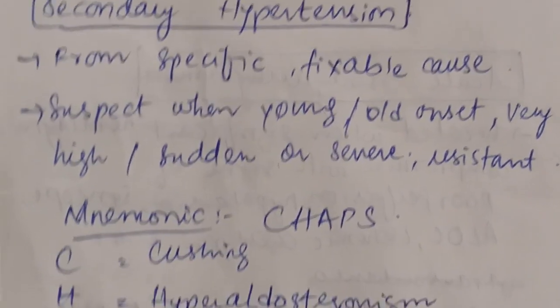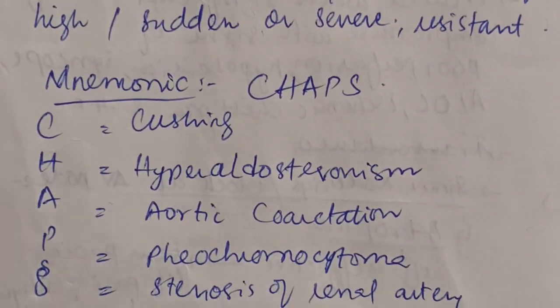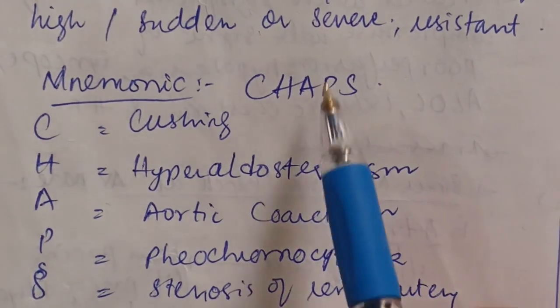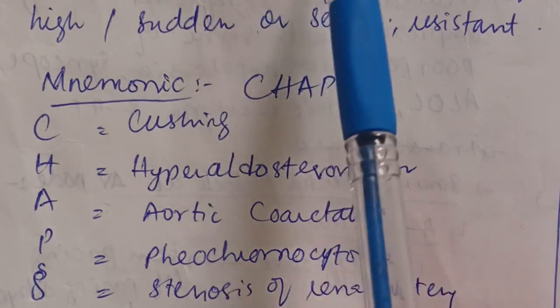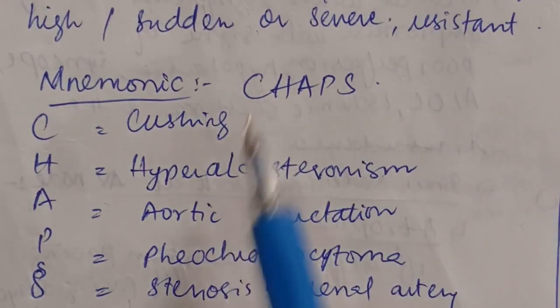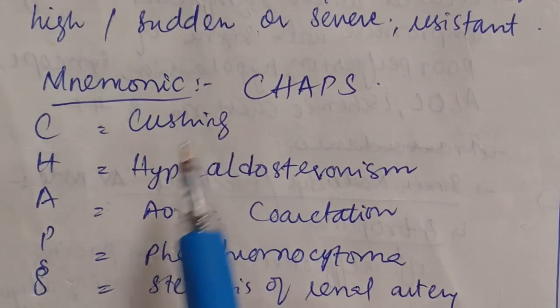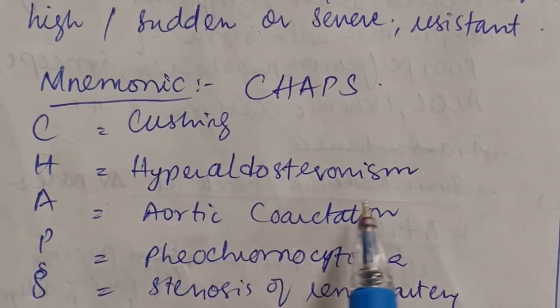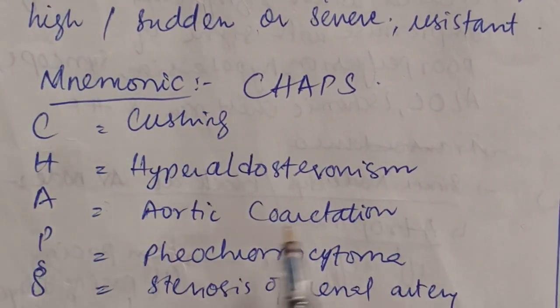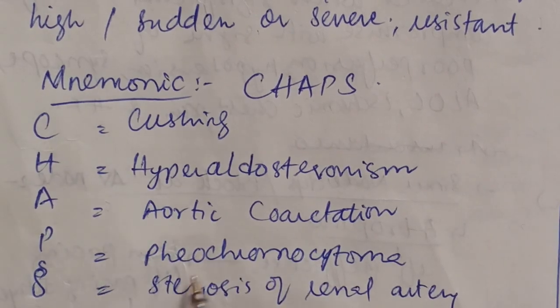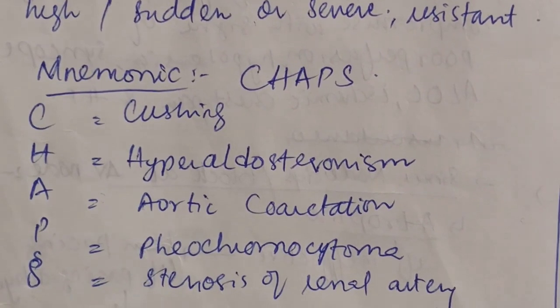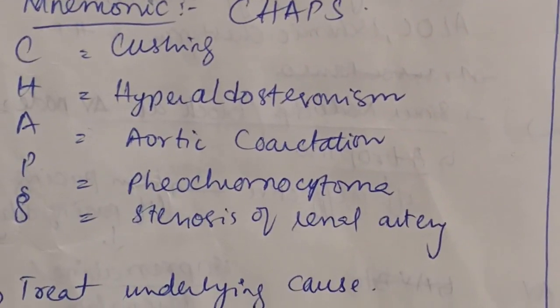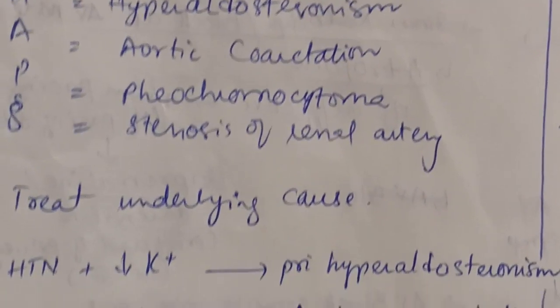So we have a specific mnemonic, that is CHAPS. With the mnemonic of CHAPS, you can remember the causes of secondary hypertension. C is for Cushing syndrome, H for hyperaldosteronism, A for aortic coarctation, P for pheochromocytoma, and S for stenosis of renal artery. So the treatment of secondary hypertension is to treat the underlying cause.